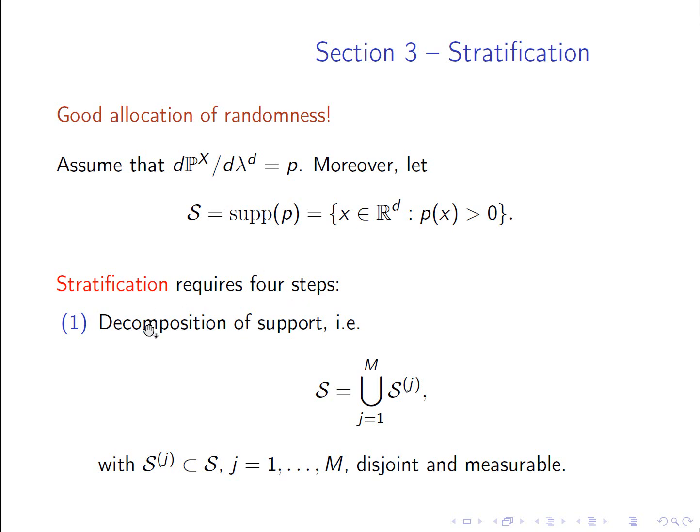So the first step is to decompose the support of the density. So we write S as a disjoint union of the sets S_j, so it's always curly S_j, and the S_j's are subsets of S clearly, and they are disjoint, and of course they are measurable. So we decompose our support.